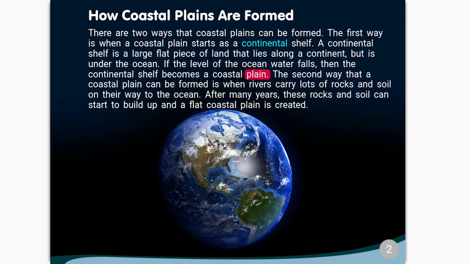The second way that a coastal plain can be formed is when rivers carry lots of rocks and soil on their way to the ocean. After many years, these rocks and soil can start to build up, and a flat coastal plain is created.